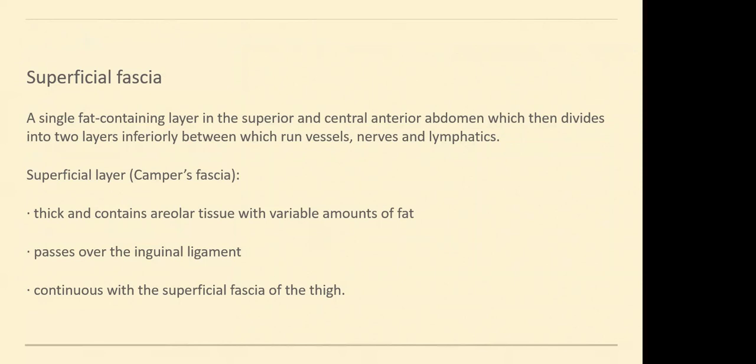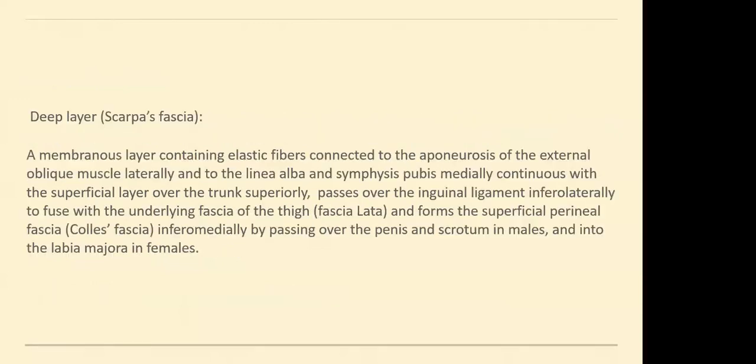It consists of 2 layers, as we said, Camper's fascia and Scarpa's fascia. In general, it's a single fat-containing layer in the superior and central anterior abdomen, which then divides into 2 layers inferiorly, between which run vessels, nerves, and lymphatics. The superficial layer is a fatty layer. It contains areolar tissue with variable amounts of fat. It passes over the inguinal ligament and is continuous with the superficial fascia of the thigh. The deeper layer, that's also part of the superficial fascia, is Scarpa's fascia.